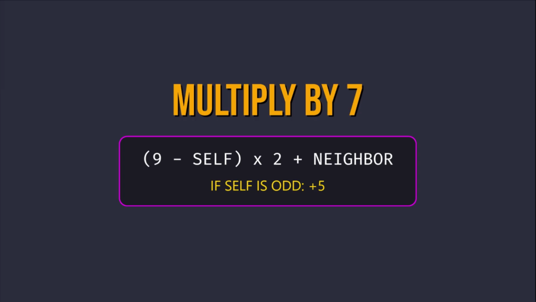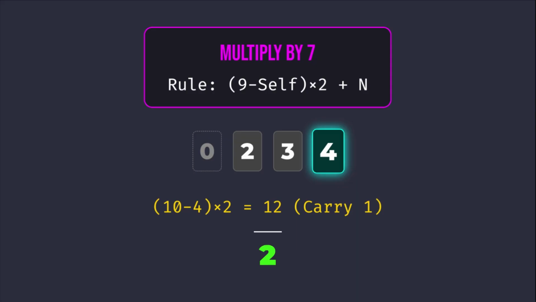The rule for 7 is similar to 8. Subtract the digit from 9, double the result, and add the neighbor. If the digit is odd, add 5 to the result. The rightmost digit is subtracted from 10. The key difference from the 8 rule lies in the specific handling of the carry and the parity check application across the sequence. For instance, multiplying 234 by 7.